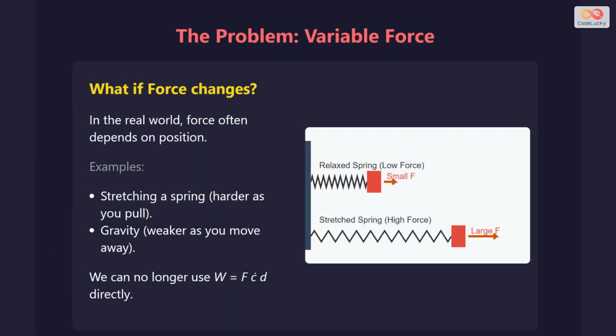But real life is rarely that simple. What if the force changes? Think about stretching a spring. It gets harder to pull the further you stretch it. Or gravity, which gets weaker as you move away from Earth. In these cases, the force is not constant, so we cannot just multiply force times distance.